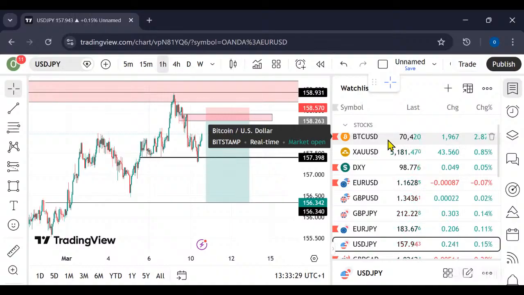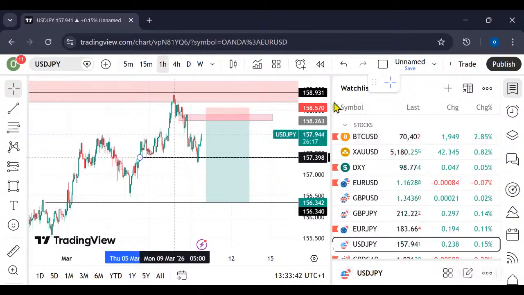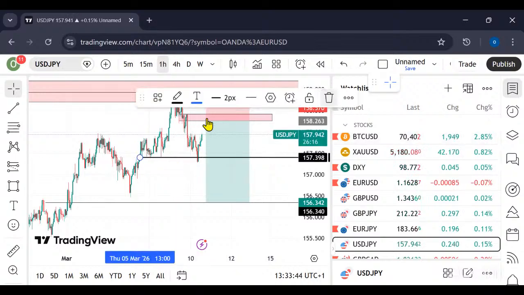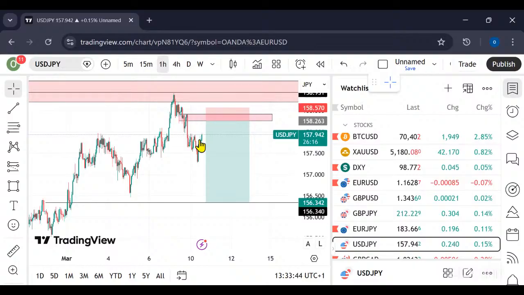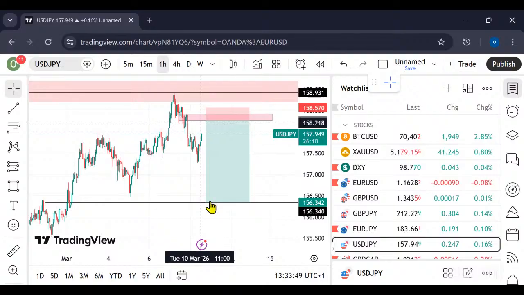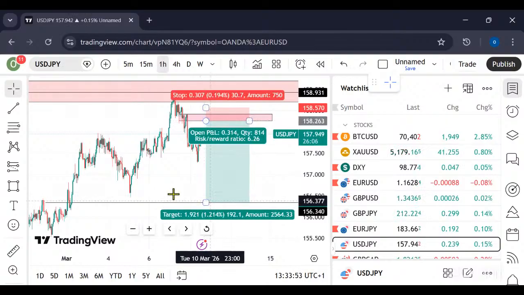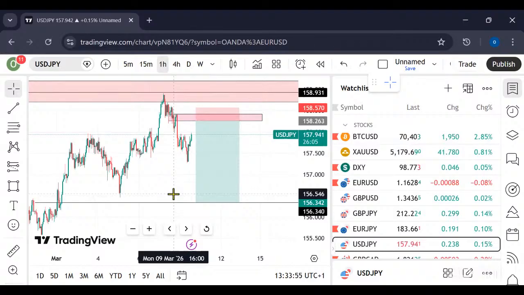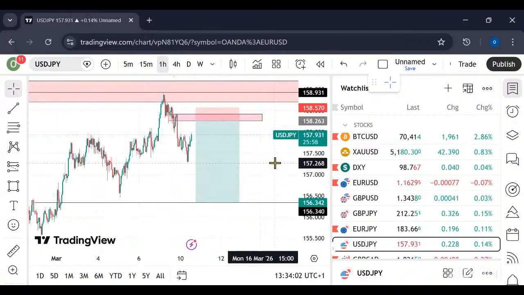So this trade here, USD JPY. This is my setup for it, as you can see on the screen. I'm waiting for price to get to this my supply zone. Once price gets here, I'm going to sell it to the downside, which is this area. So that is what I'm expecting from USD JPY today.